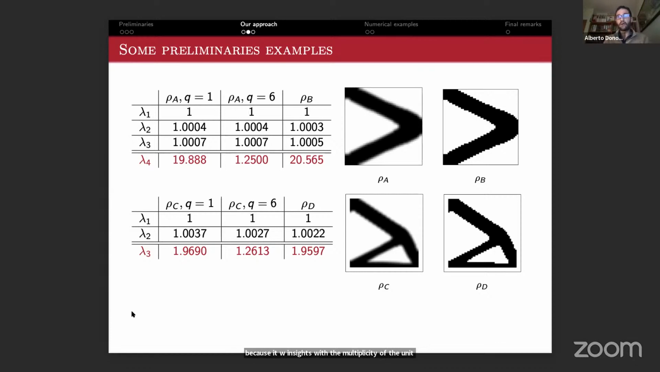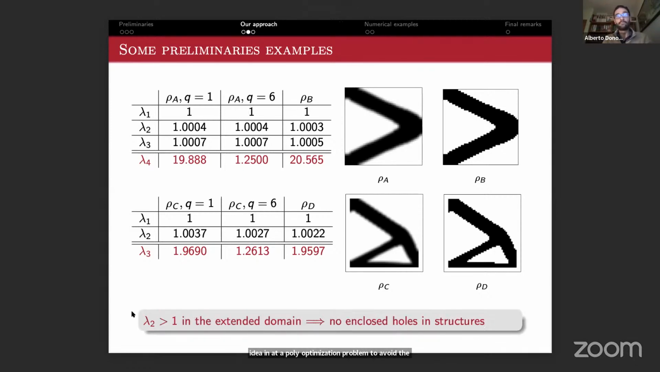So the question is how we could incorporate this idea in a topology optimization problem to avoid the formation of holes. Well, we just have to impose that the second eigenvalue be positive, be greater than 1 in case we use shifting, in the extended domain, because it implies that we didn't find enclosed holes in structures.